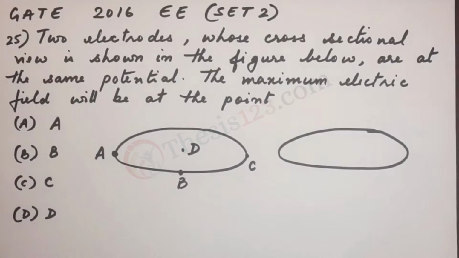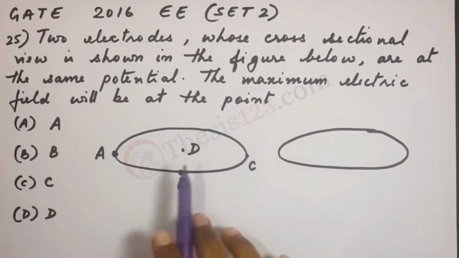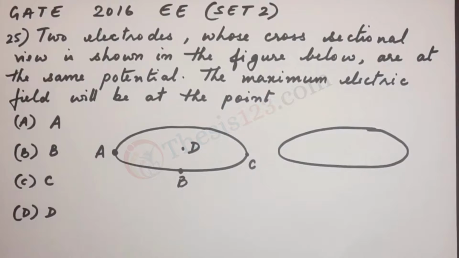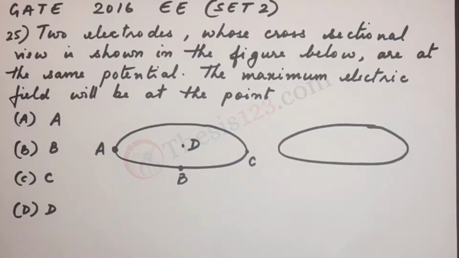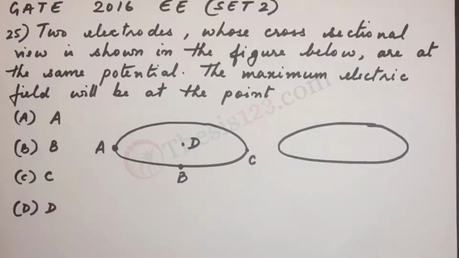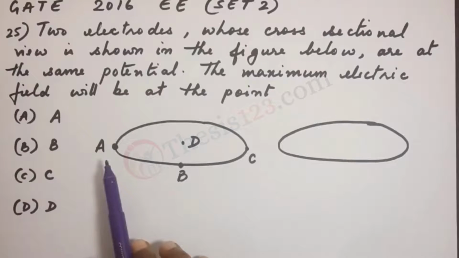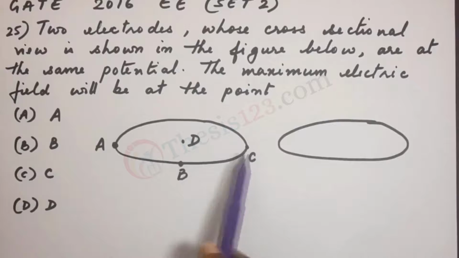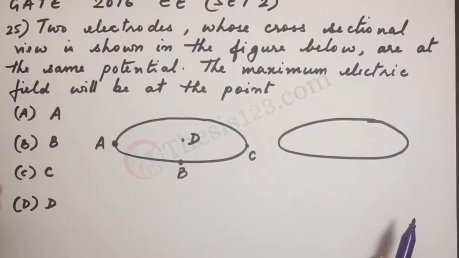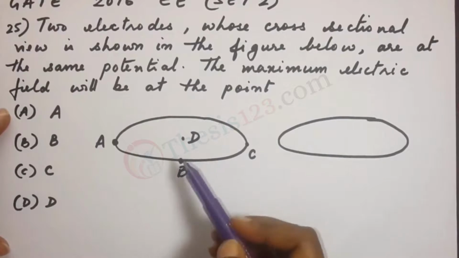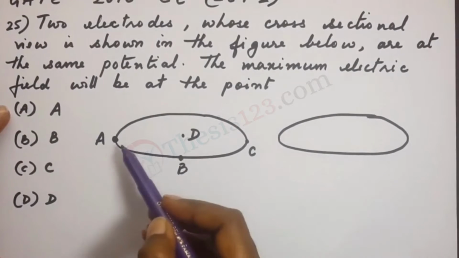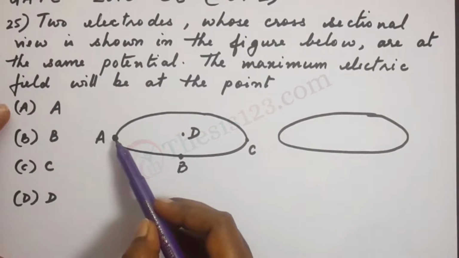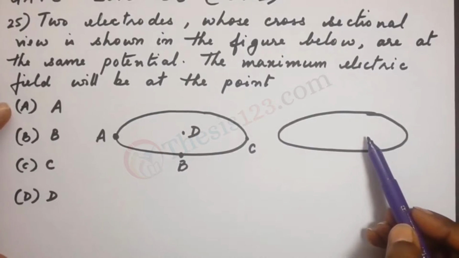Here's the next question, number 25. Two electrodes whose cross-sectional view is shown in the figure below are at the same potential. The maximum electric field will be at the point, okay, so we have 4 points here, A, B, C, and D. Now in order to find the maximum electric field at a certain point, you will have to see the distance of how far each point is from the other electrode.